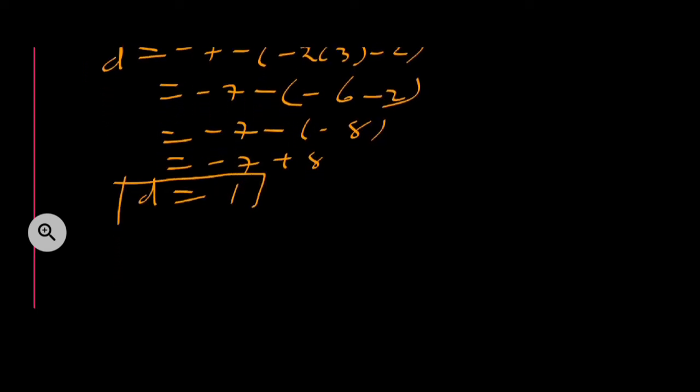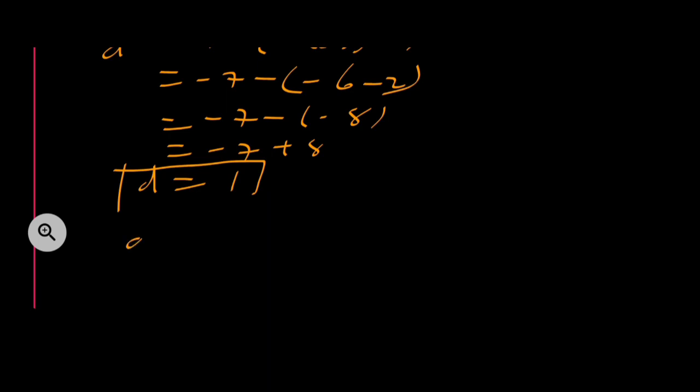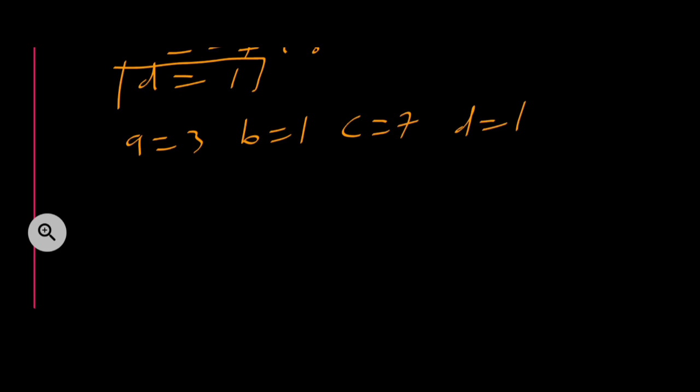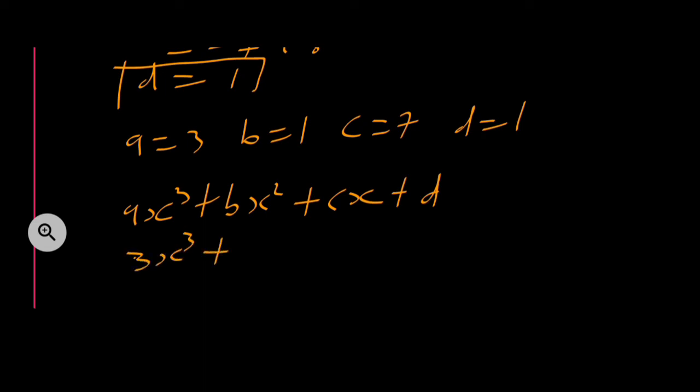Now, collecting our results together, we have that a is equal to 3, b is equal to 1, c is equal to 7, and d is equal to 1. And to get our final answer, all we need to do is to substitute these values we got into our assumed polynomial expression, and we get that the polynomial is 3x cubed plus x squared plus 7x plus 1, and that's our answer, which brings us to the end of the video.